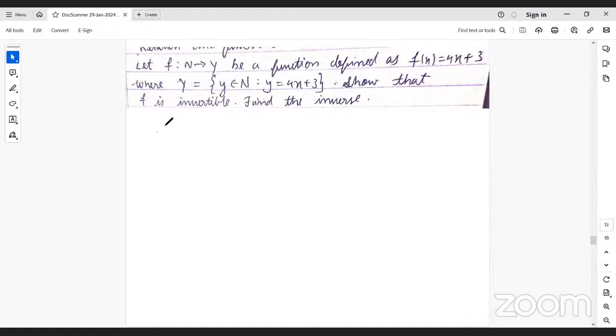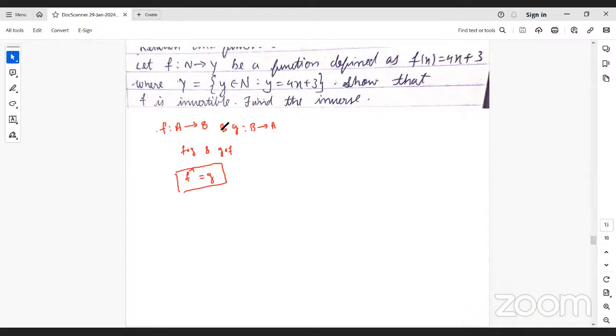So if f is a function from A to B, and g is a function from B to A, and if these two functions satisfy f composition g and g composition f equal to I, that is the identity function, then we say f inverse is equal to g.